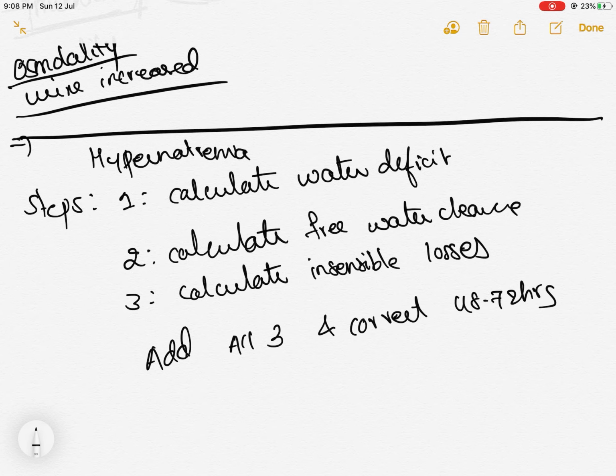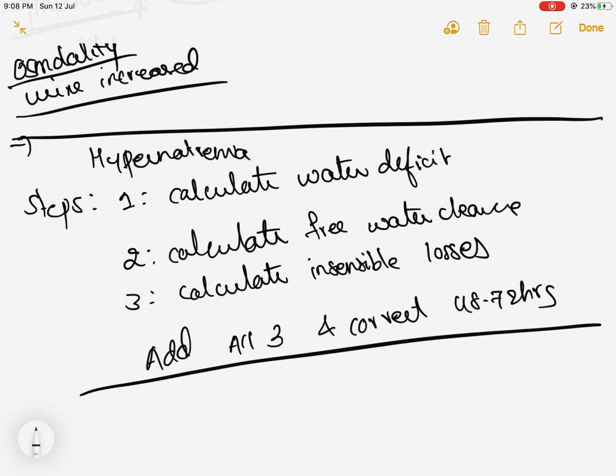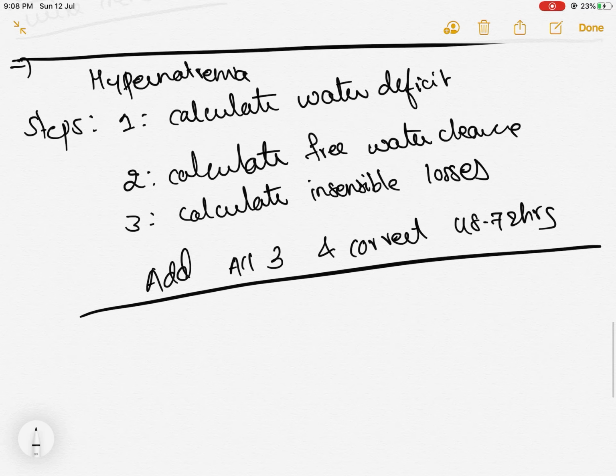So now whenever you correct any hypernatremia or hyponatremia, you cannot correct more than 10 milliequivalents in 24 hours, because if you correct more than 10 milliequivalents in 24 hours, it will cause cerebral edema, which is dangerous, which can also cause central pontine myelinolysis. So what we do is that we correct slowly over 48 to 72 hours.